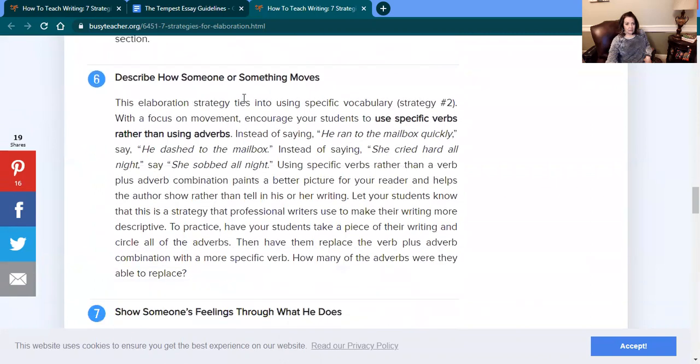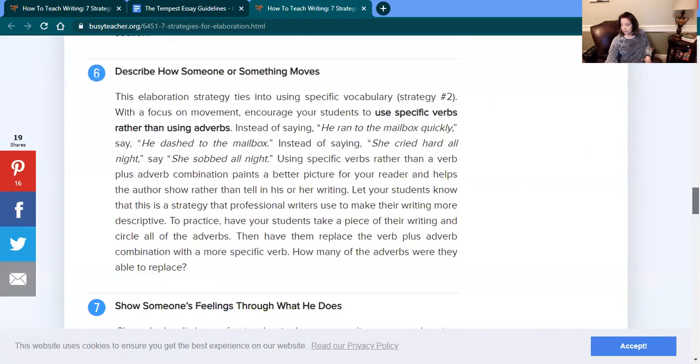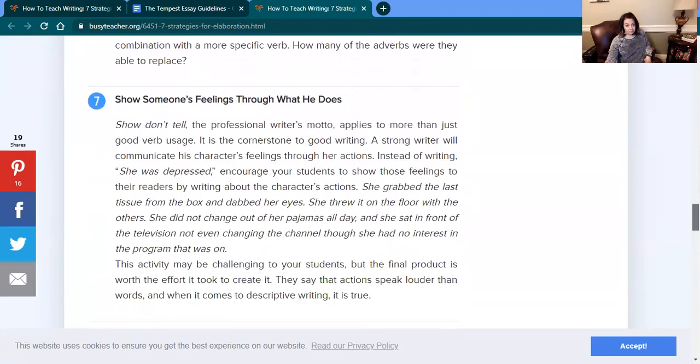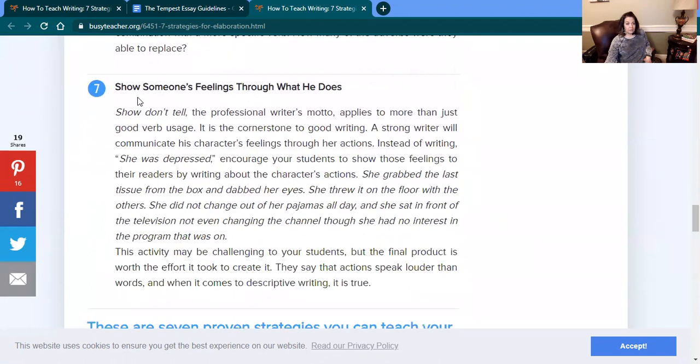Number 6, describe how someone or something moves. And this is basically using verbs instead of adverbs. So instead of saying he ran to the mailbox quickly, you would say he dashed to the mailbox. It just sounds better. It's easier. And then the last one, show someone's feelings through what he does. This is very easy, so that's an easy one.